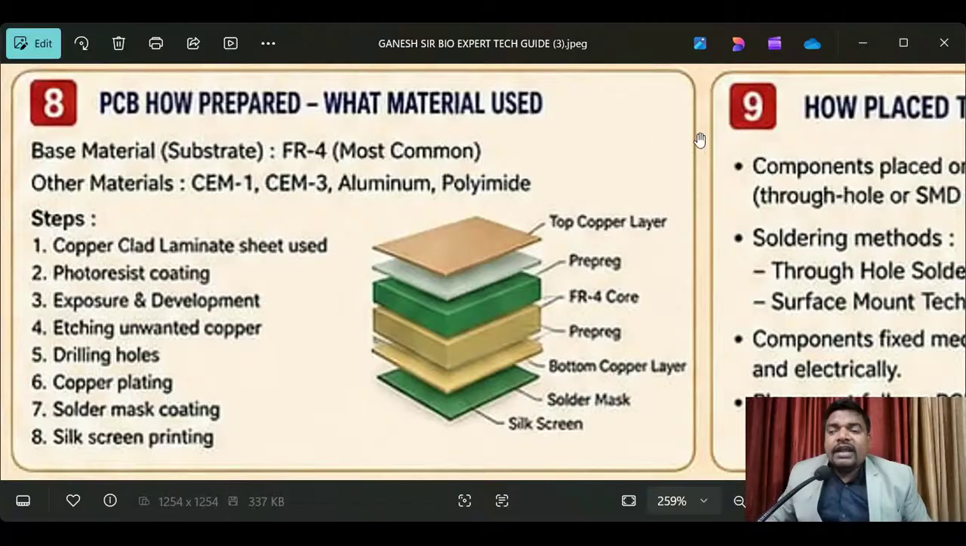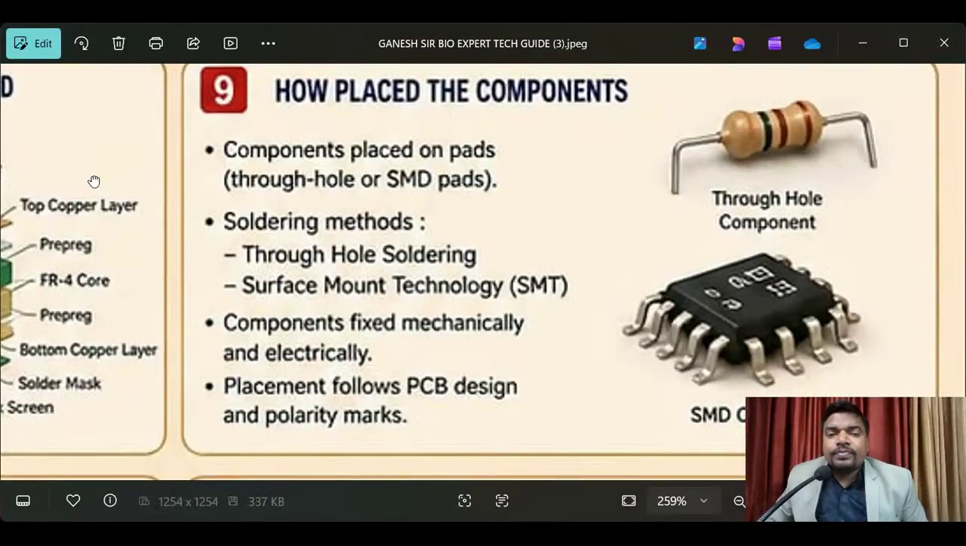Now come here, the ninth point I am going to share with you all. Till now I gave the instructions on how the PCB is prepared, and now: how are the components placed on the PCB? These things are very important, and these are very competitive points.